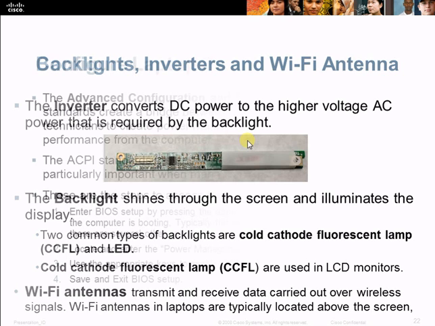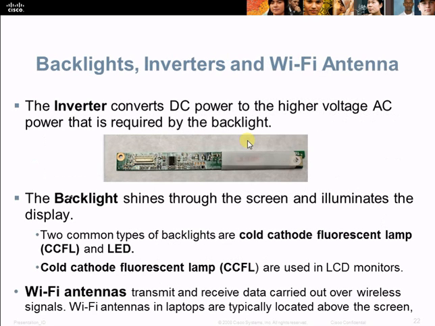And then we have our Wi-Fi antennas. So if you want to connect wirelessly, you have to have an antenna, and usually it's wrapped around the monitor.